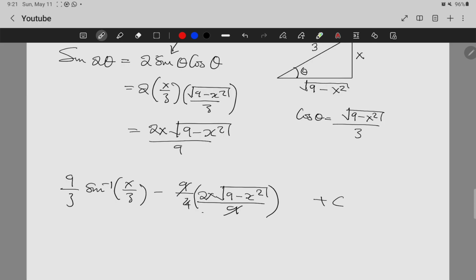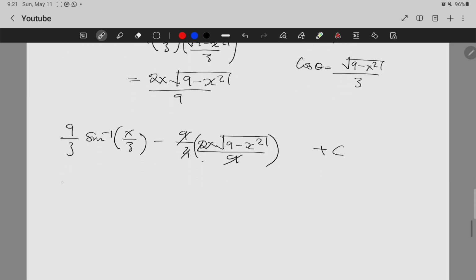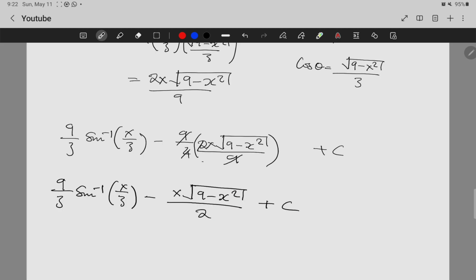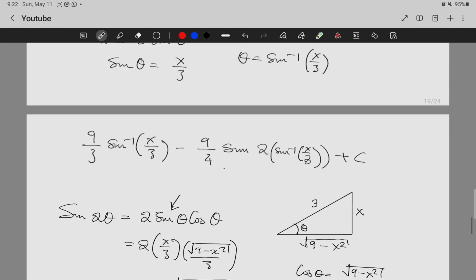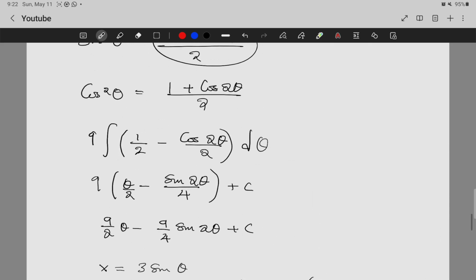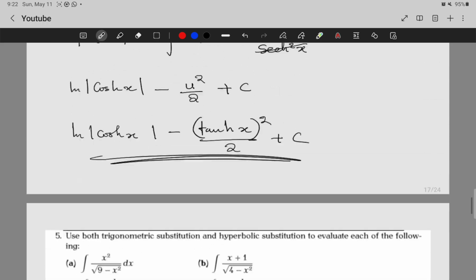This 9 and this 9 will cancel. 4 and 2 will cancel once, giving us 9 over 3 sine inverse of x over 3 minus x root of 9 minus x squared over 2 plus c. So this becomes the final solution. Okay, so I hope we didn't leave anything. Okay, I think this looks okay.